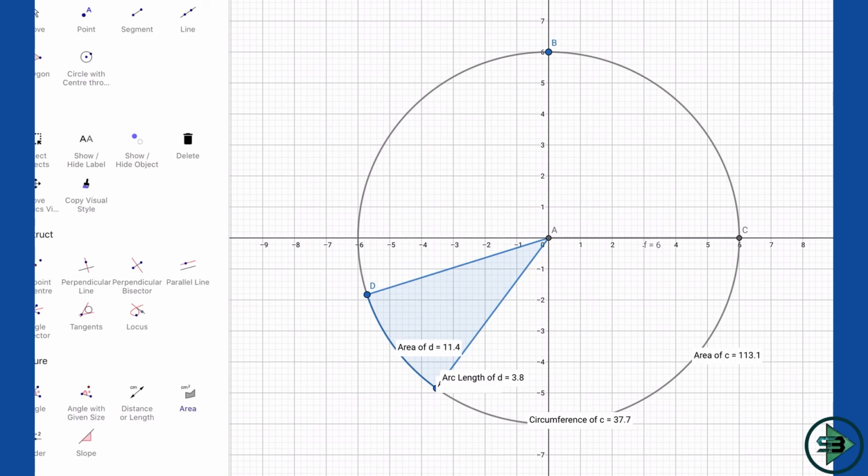Eventually if you just increase the sector, it will turn into the area of a circle, and if you increase the length of the arc, it will turn out to be nothing but the circumference. Okay, so this should give you a better visualization as to how things happen.